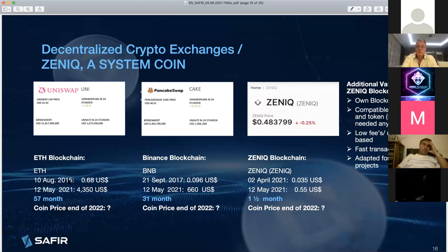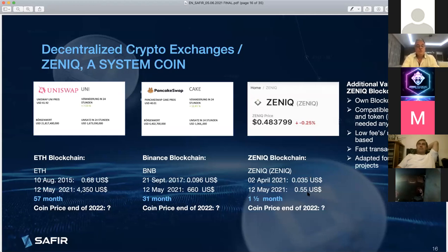When Ethereum came to the market in 2015, it had a price of almost 0.7 cents. After 6 years, it had a price of over 4,000. When Binance came to the market in 2017, it was almost 10 cents. After 4 years, it was over $600. When ZENIQ came to the market, it had a market price of 35 cents.